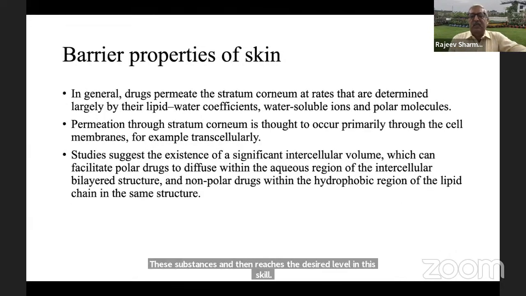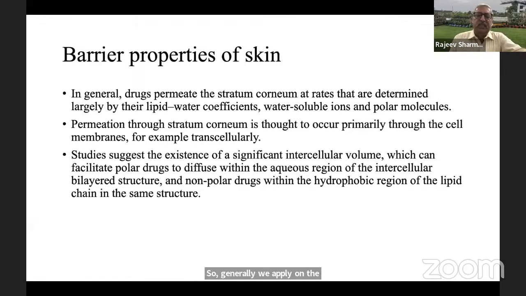The drug we generally apply on the top, which is the stratum corneum, and it permeates the stratum corneum to reach the lower layers of the epidermis. At times it can go even deeper, and this is decided primarily by the lipid-water coefficients, the water-soluble ions, and the polarity of the molecule we are using. Permeation through the stratum corneum, which is almost a dead part of the skin, is thought to occur primarily through the cell membrane, that is, transcellularly. So it passes from one cell to another, but if the intracellular substance is weak or there is denuded epithelium, at times we can see drugs passing further down to the dermis.